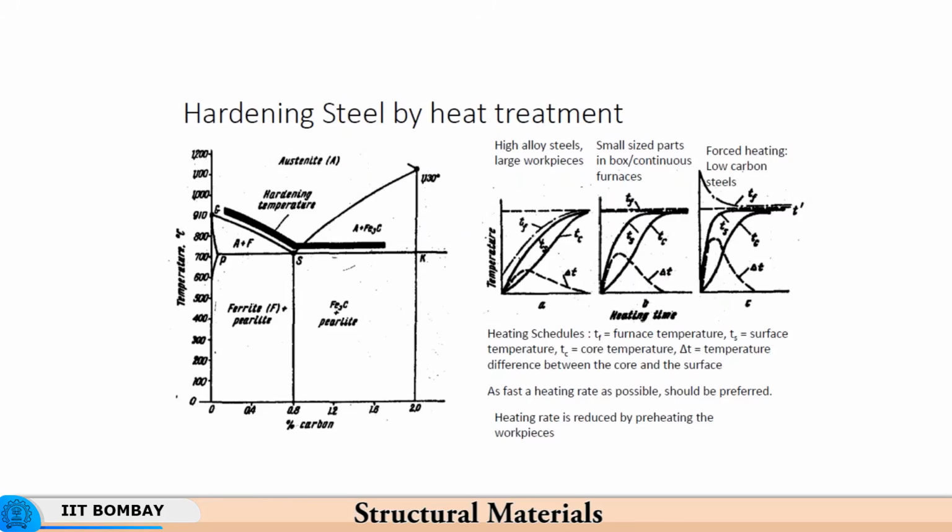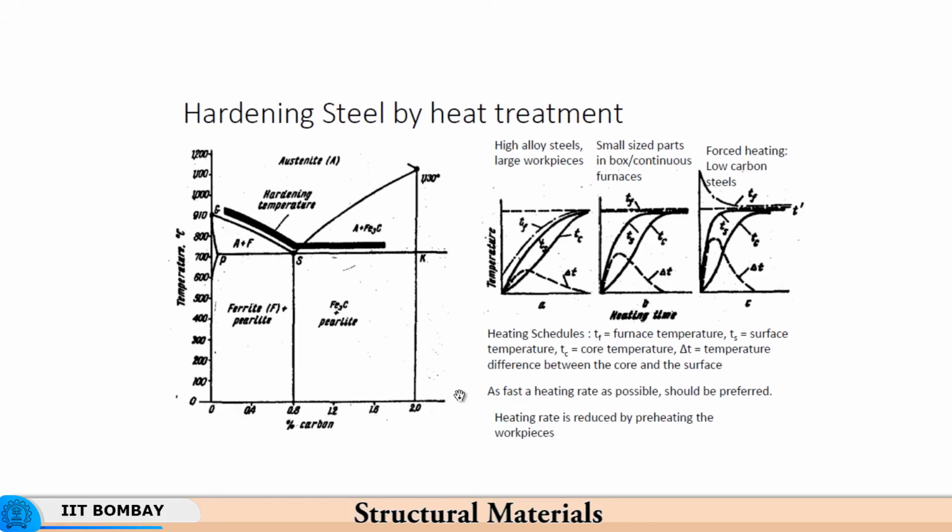So, we have discussed this. Now, we come to a few other hardening treatments, because we need to harden the material, and so we need to take it to a high temperature. The typical heating temperatures for hardening of the material are given here. So, you heat it to the austenitizing temperature.